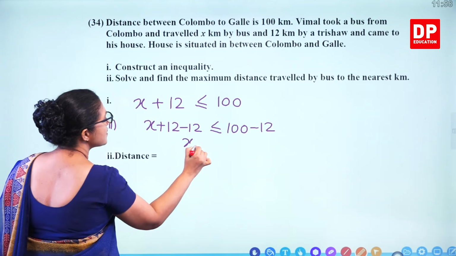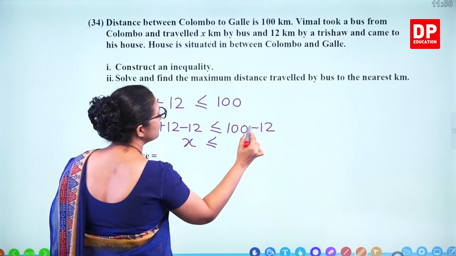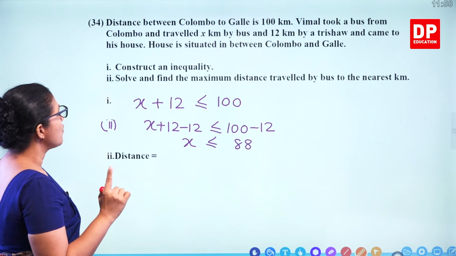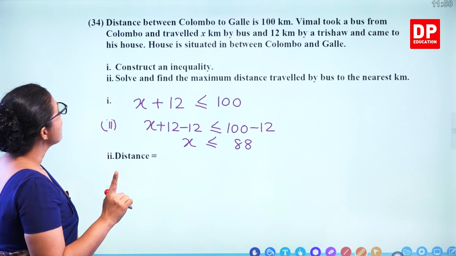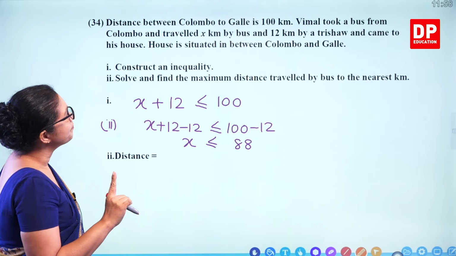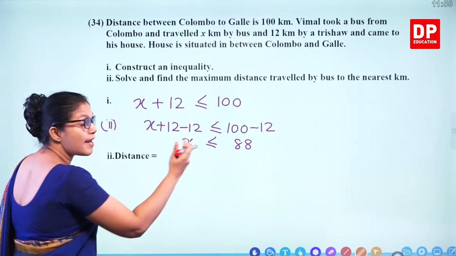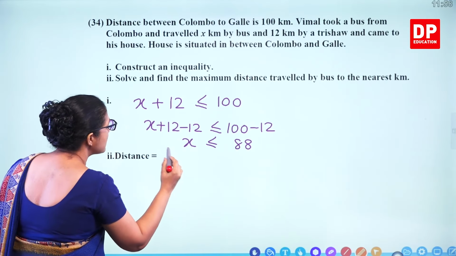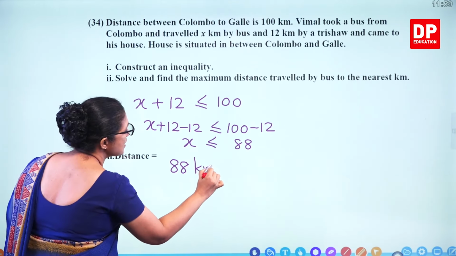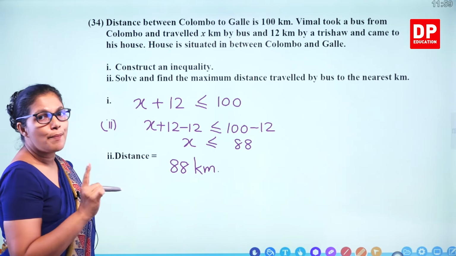So you get x is less than or equal to 88. So that means what's the maximum distance traveled by bus? Only 88. So the value is less than or equal to 88. So the maximum distance is 88 kilometers. So 88 kilometers he travelled by bus.